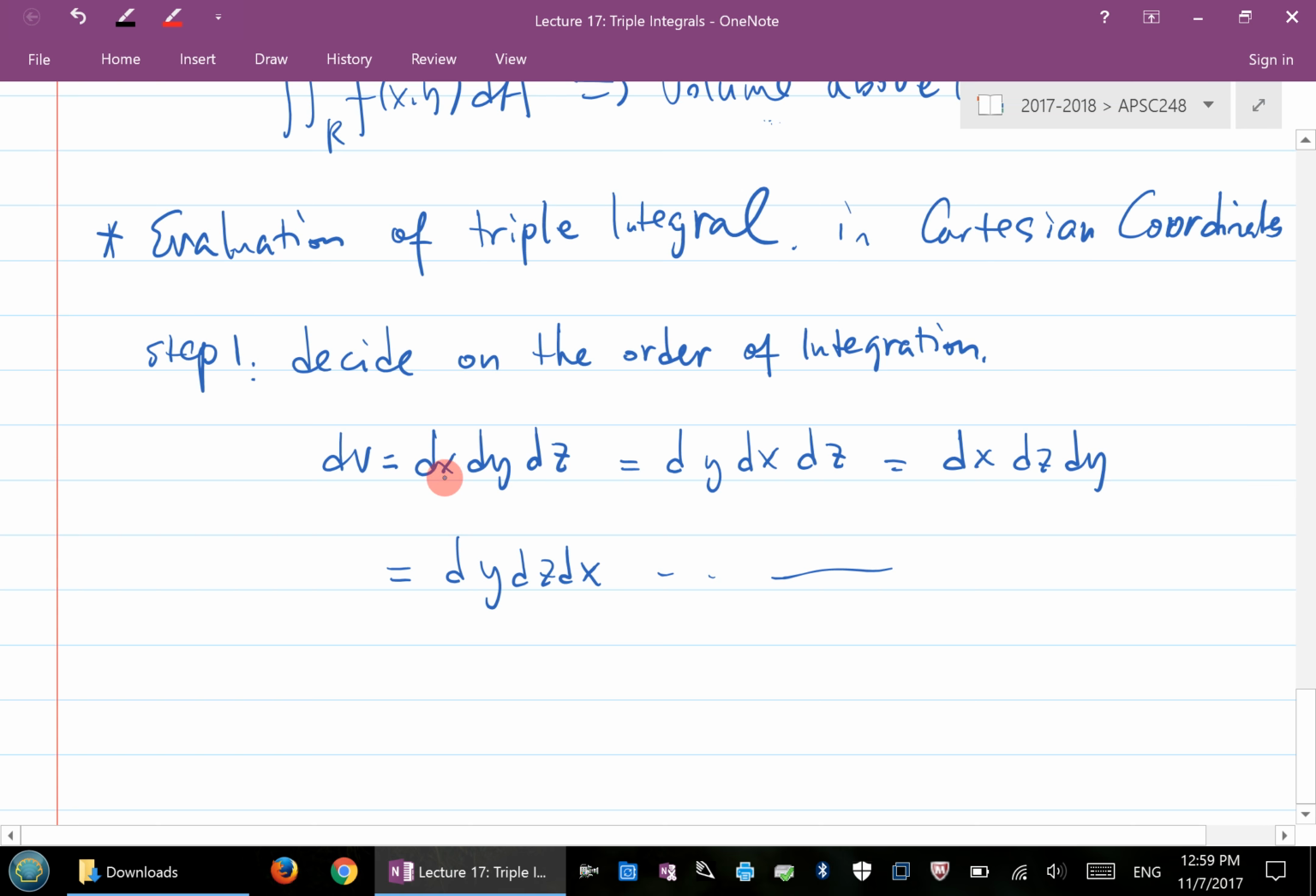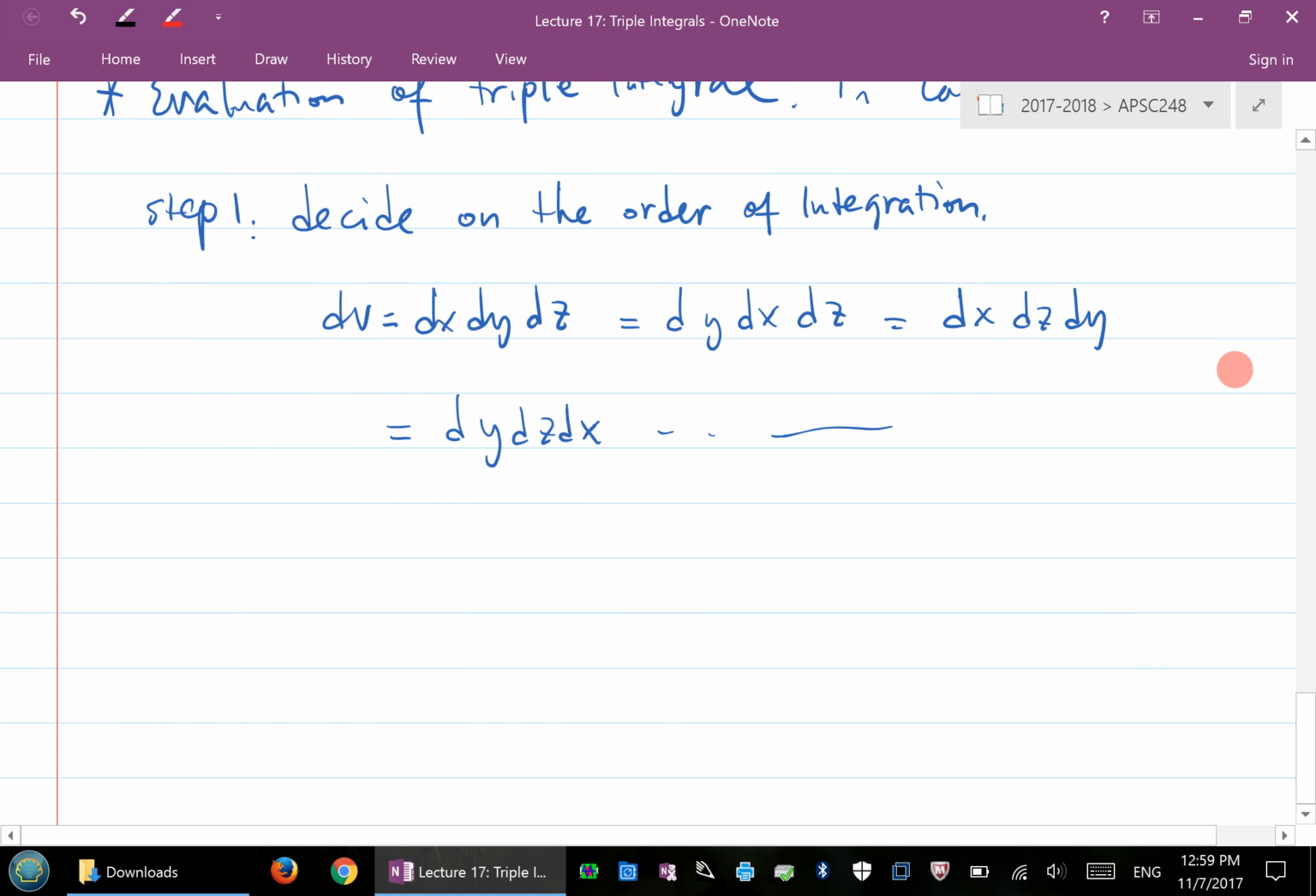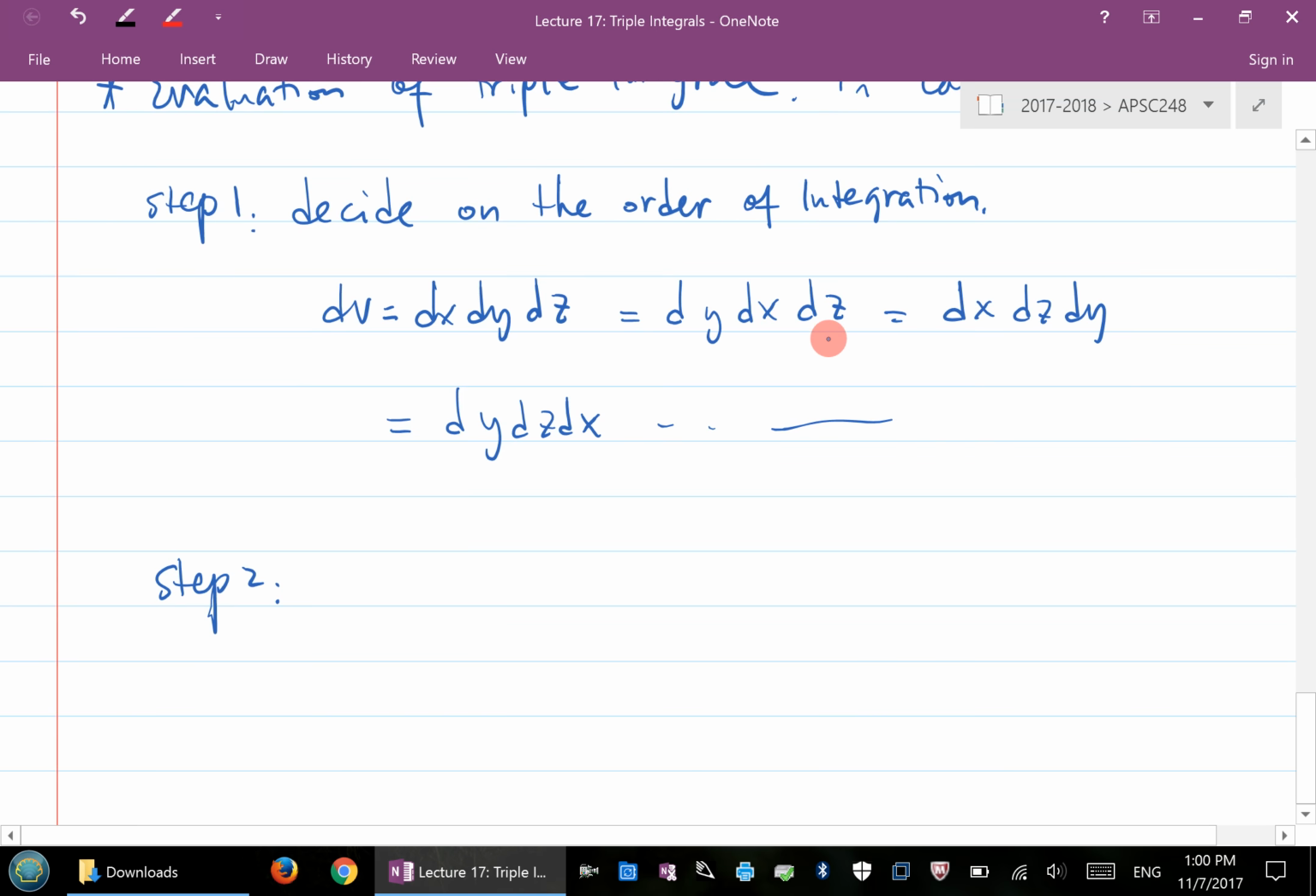Whichever you write first basically means you're going to integrate with respect to that variable first. That's the order you have to decide first. Deciding the order is not a random thing. Oftentimes it really simplifies the computation. Most of the time, you would do the z at the end. So dx, dy, dz, or dy, dx, dz. Most of the time, you do this order here.